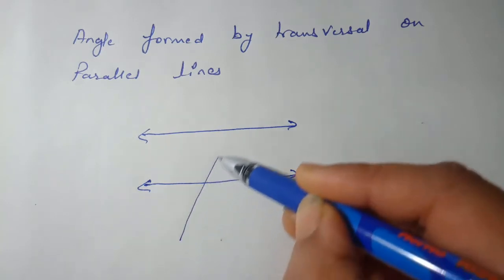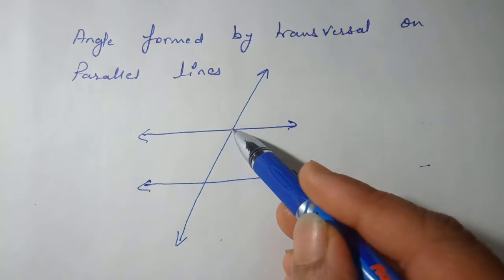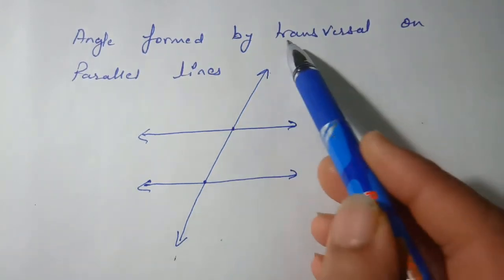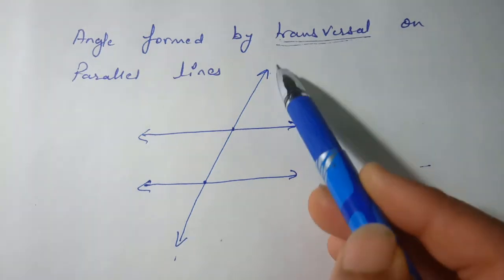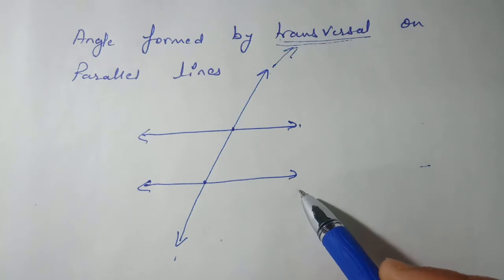Let there be a line which crosses the two parallel lines at different points. These are the two different points. This line will be called a transversal. And these two are parallel lines.